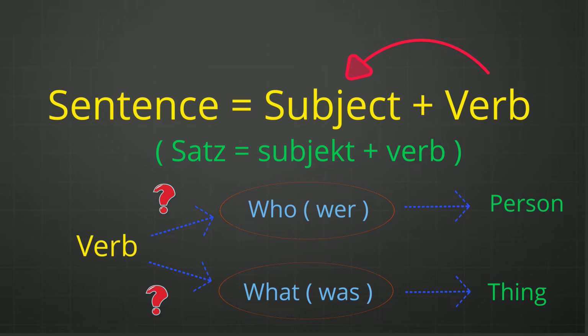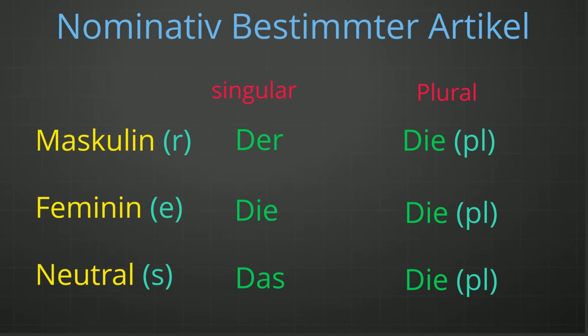If it is a person, then it can be either a noun or a pronoun. On the pronoun part, we will not concentrate in this lesson. We see subjects that are nouns or things, because nouns and things have articles. Here, the nominative bestimmter article table is given. If you don't know what articles are, why to use them, and when to use them, check my video on articles. Link is in the description box and here on the I button.